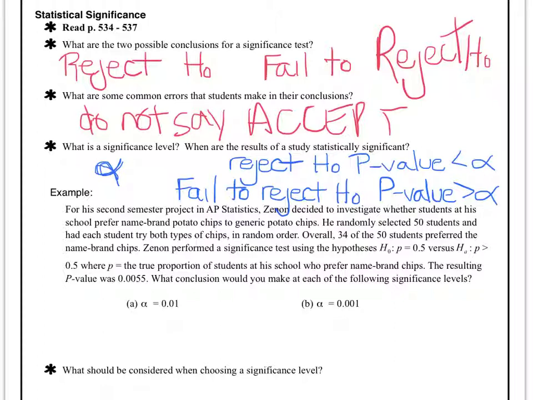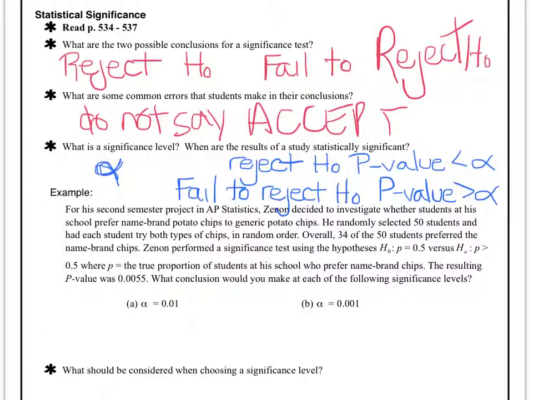So Zenon performed a significance test with the hypotheses: the null is p equals 0.5 and the alternative is p is greater than 0.5, where p is the true proportion of students at his school who preferred the name brand potato chips. So the resulting p-value was 0.0055. What conclusion would you make at each of the following significance levels?